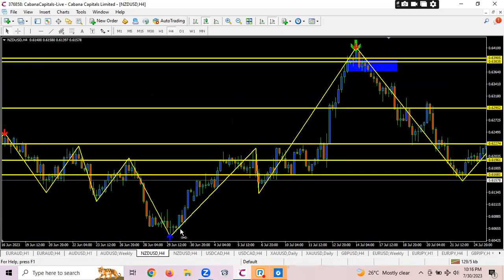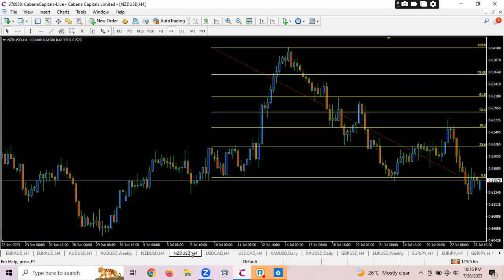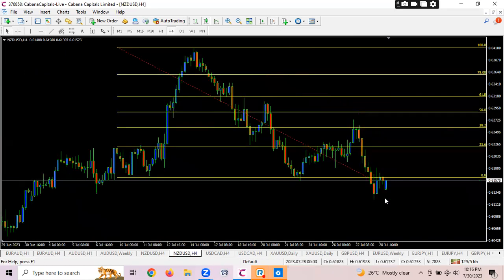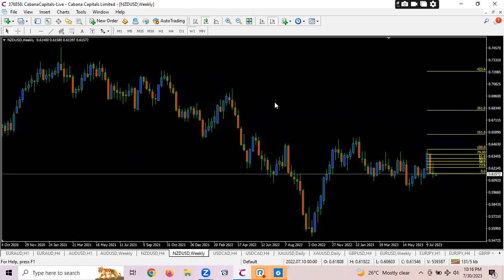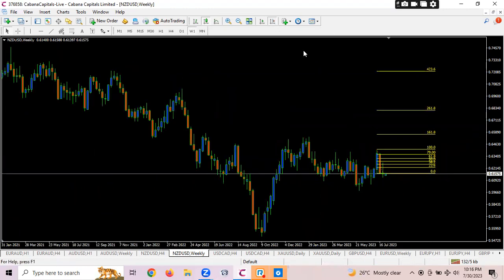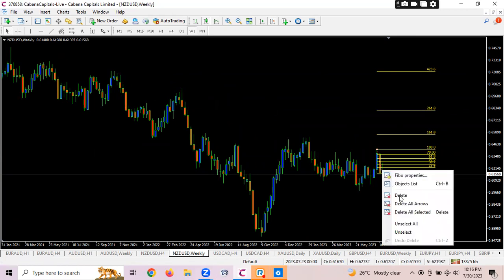Then let's move to New Zealand USD. As you know, New Zealand USD is positively related with Australian dollar USD. So you can see the setup we have on New Zealand USD is similar to what we have on Australian dollar USD. Let's start with the weekly. So you can see last week's candle closed as, should we call this an inverted hammer or doji?